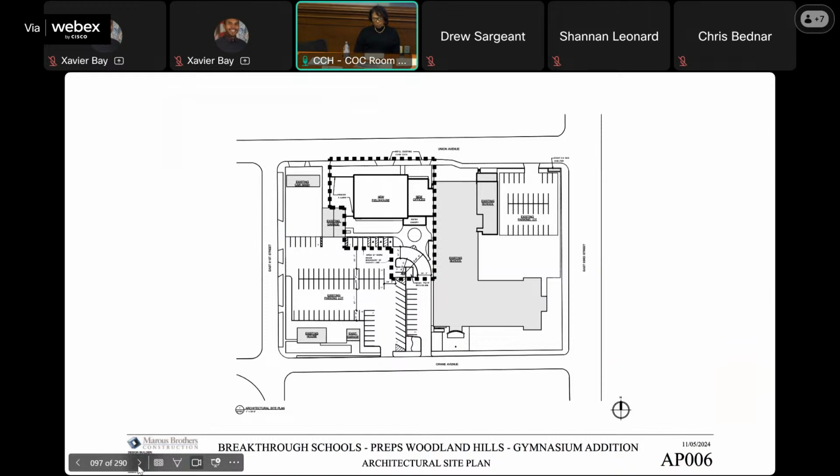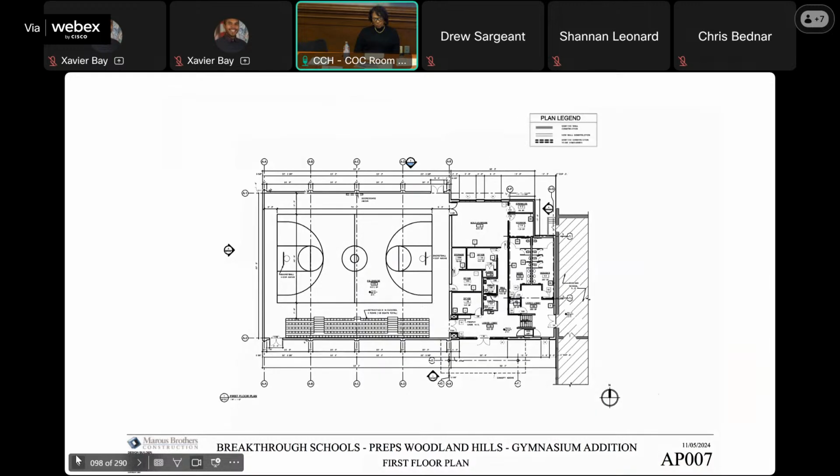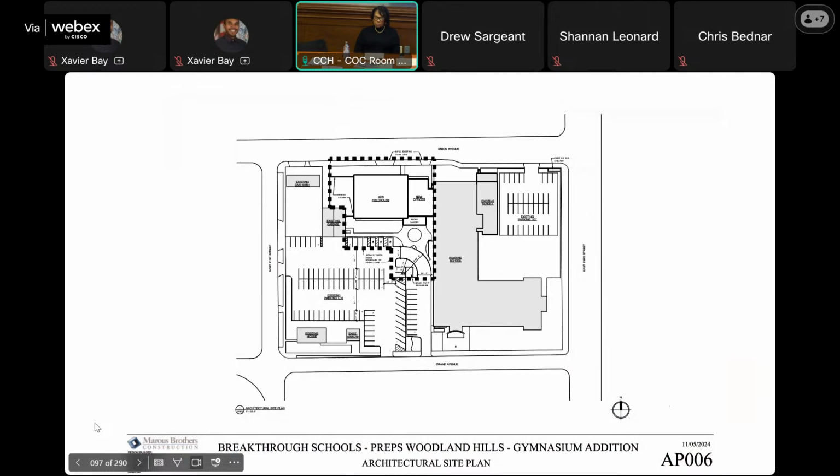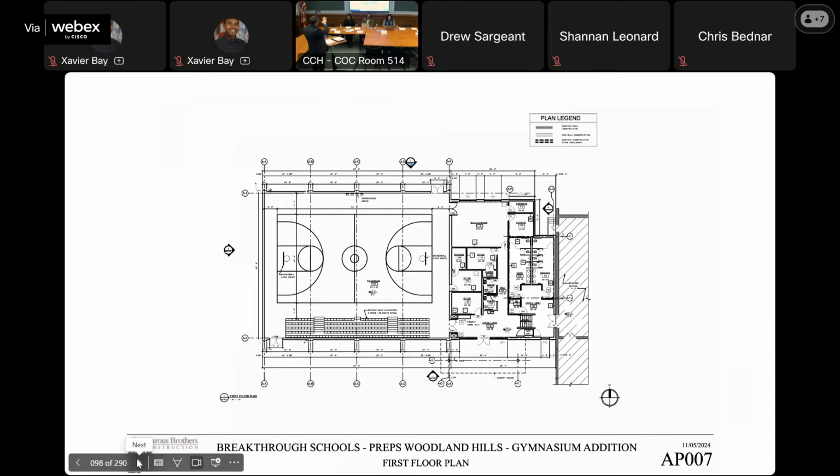Currently, the school uses a one-story multi-purpose room as a gymnasium, which is not really adequate, but they make do with what they have. And this will provide a really proper full-height gymnasium with a basketball court, with a proper athletic wood floor. So that's obviously the larger space to the left. The basketball court, retractable bleachers.